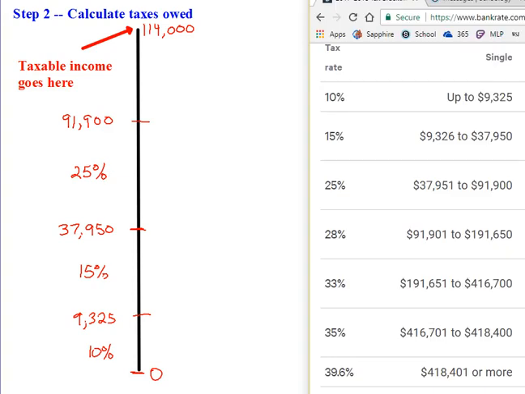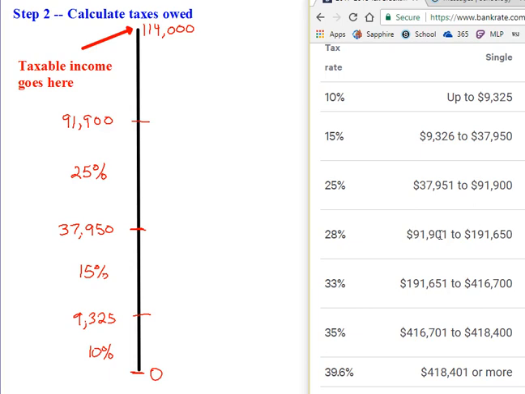Then the next bracket is going to go from $91,900 up to $191,650. Oh, but this guy only made $114,000, so that's where his taxable income stops. So we don't go all the way to the top of this bracket. We stop when we hit the taxable income.